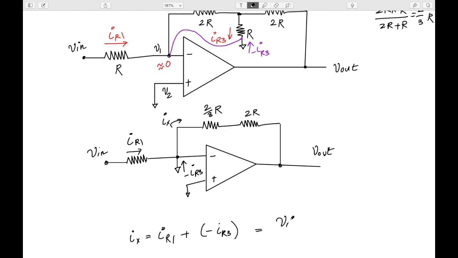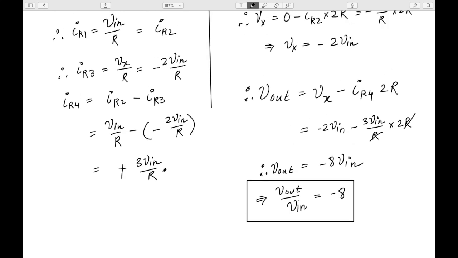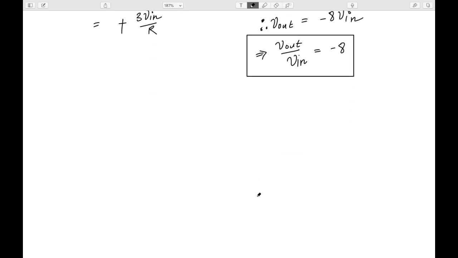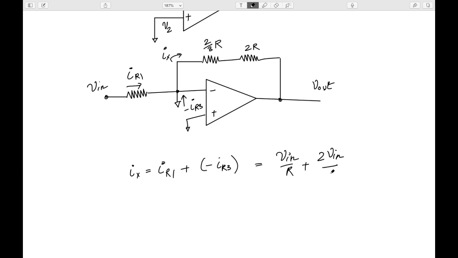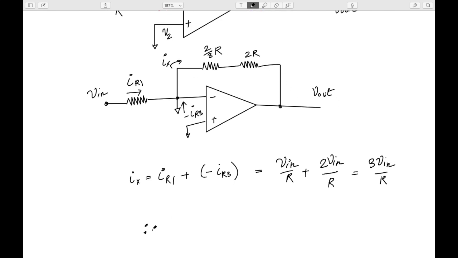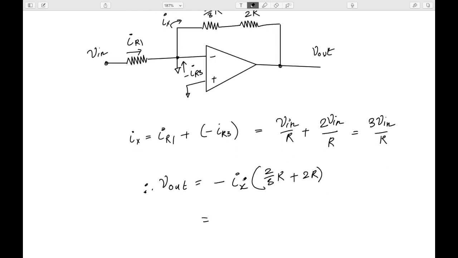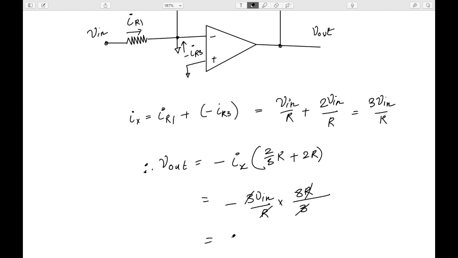and we know from our previous calculation that IR is V in by R, and IR3, of course, is negative, so minus IR3 happens to be positive, which is 2V in by R. So the total current here is 3V in by R, and that is flowing through this resistance and giving the V out. Therefore my V out is minus IX into the total resistance, which is 2 by 3 R plus 2R. This happens to be minus 3V in by R into 8R by 3, so the 3 gets cancelled, the R gets cancelled, and I get minus 8 V in.